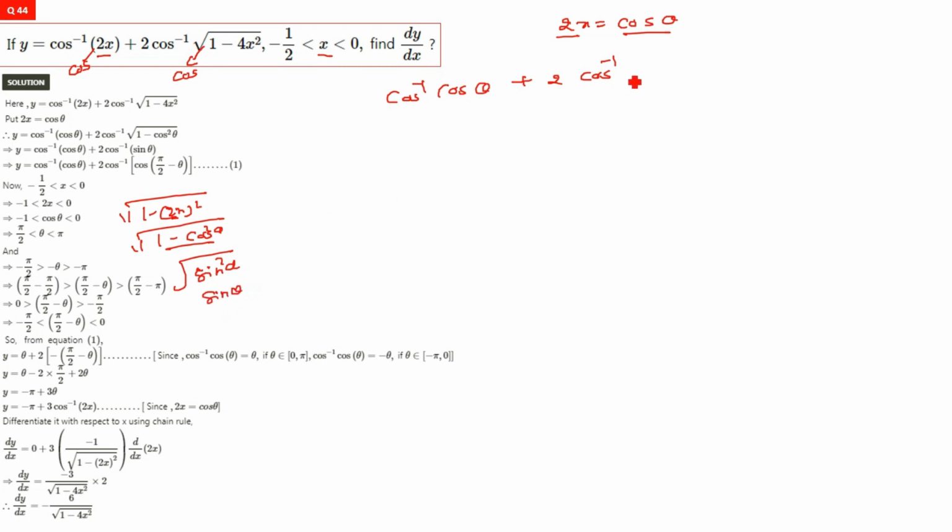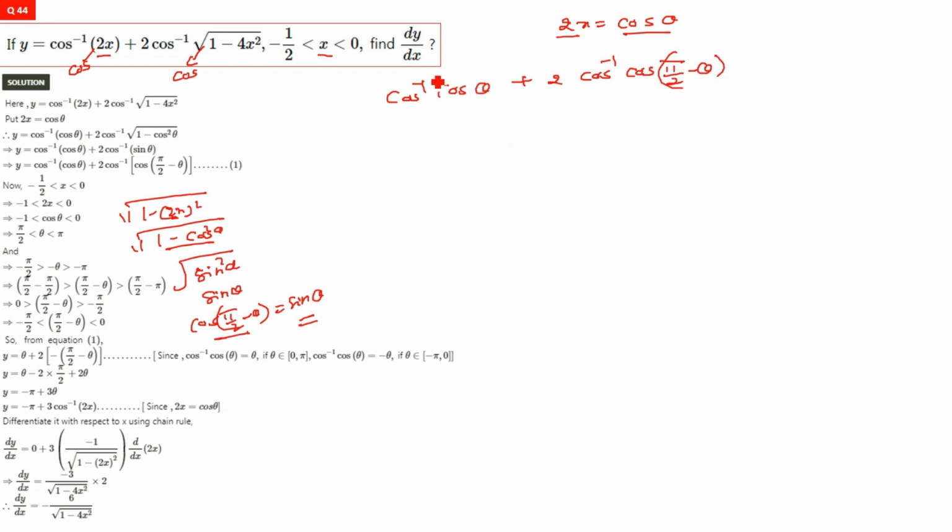And since we don't need a sin theta here, we need a cos theta, you can always convert sin and cos. Sin 90 minus theta is cos theta. Cos 90 minus theta is sin theta. So cos pi by 2 minus theta is sin theta. So in place of sin theta, we are going to replace it by cos pi by 2 minus theta, which is nothing but cos 90 minus theta. So cos 90 minus theta it will be.